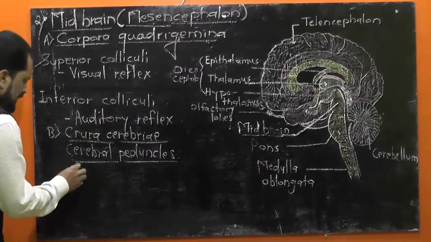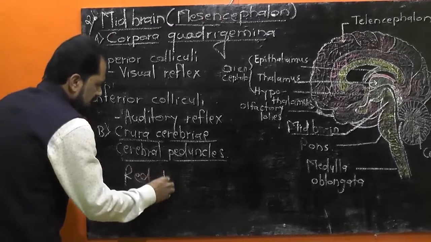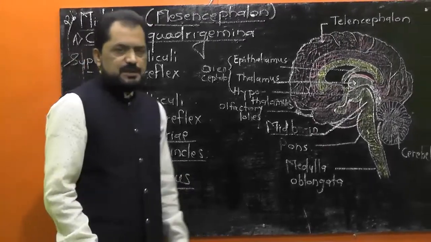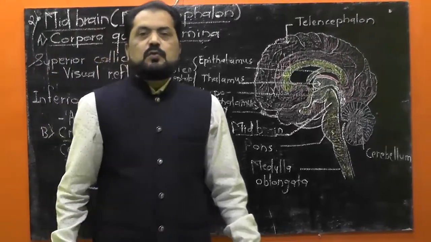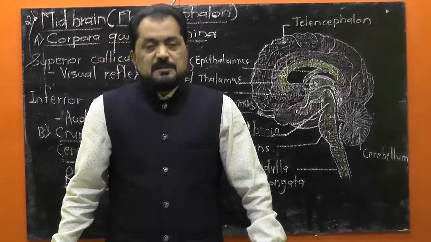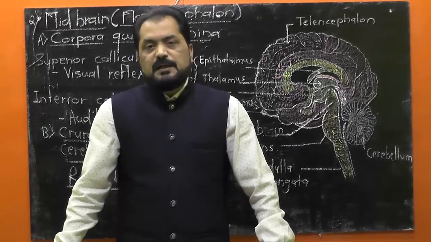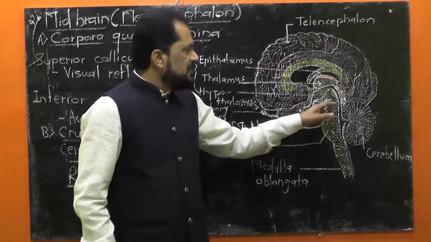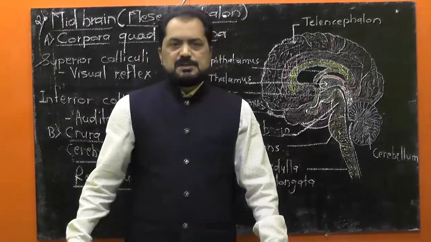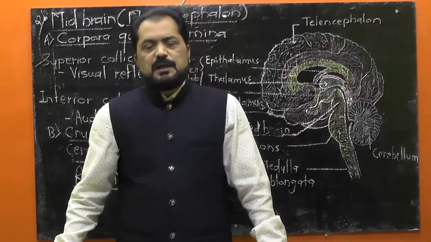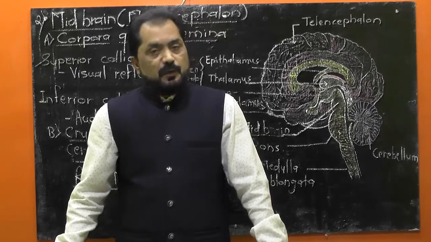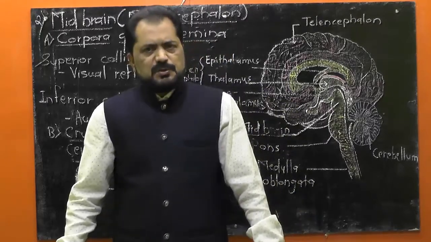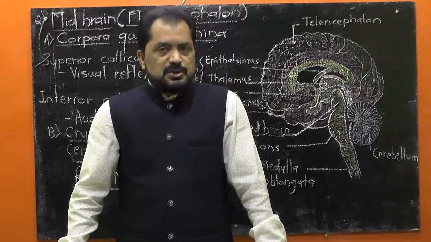That mass of gray matter is known as the red nucleus, and this red nucleus is responsible to control the posture and muscle tone of that individual. Try to understand. I said that at the center of midbrain there is a mass of gray matter scattered in the white matter. It is known as the red nucleus and it is mainly responsible to control the posture and muscle tone.